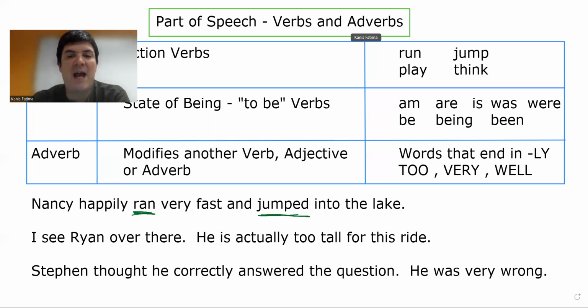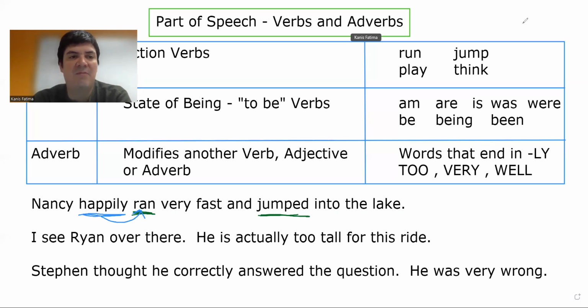Now, looking for my adverbs, I see one adverb. And again, I see the two letters ly. Nancy happily ran very fast. Happily is describing or modifying the verb ran. How did Nancy run? Nancy happily ran.